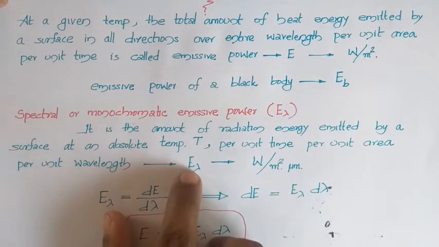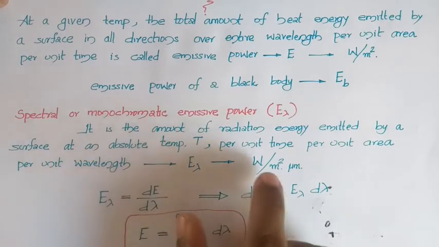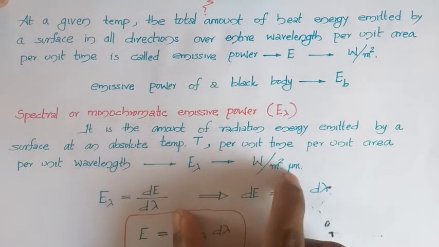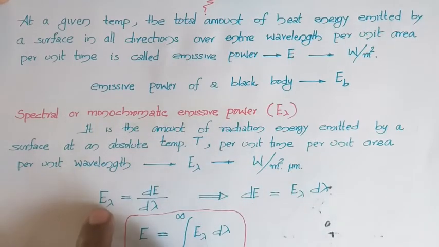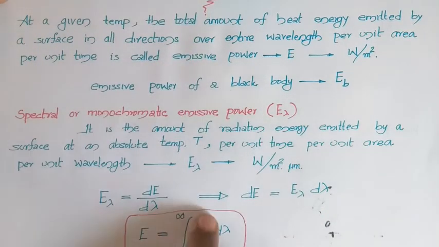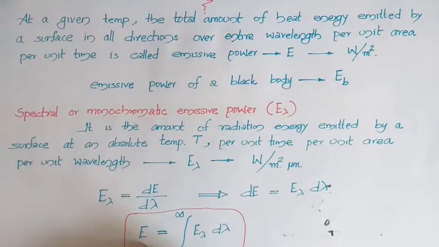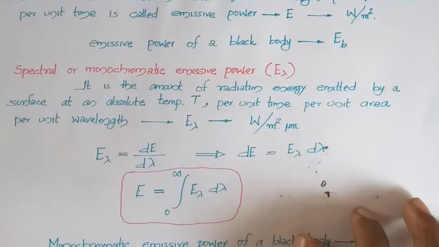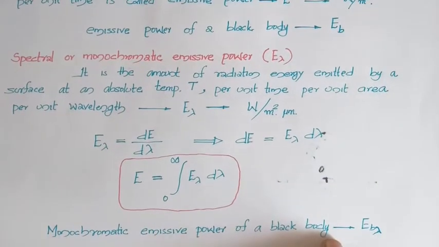It will be represented by E suffix lambda, and its units will be watts per meter square per micrometer. So this spectral or monochromatic emissive power is dE by d lambda. You can find the total emissive power as the integral over the entire wavelength range, 0 to infinity, of E lambda d lambda, which gives you the total emissive power from the monochromatic or spectral emissive power. The monochromatic emissive power of a black body can be written as capital E B suffix lambda.